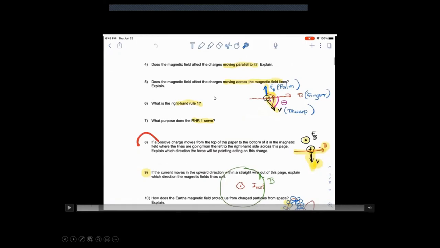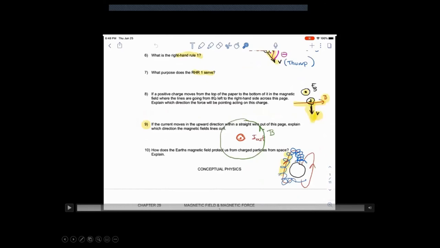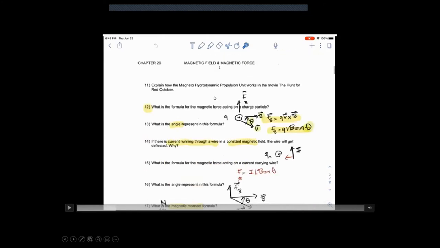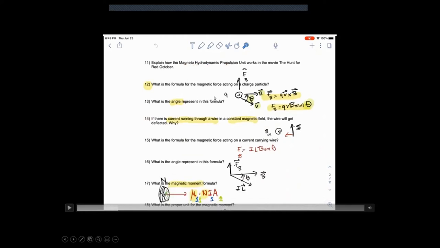All right, the direction of the force is determined by right-hand rule number one. The purpose that right-hand rule number one serves is obviously to figure out the direction of the magnetic deflection force. Number nine is something that we will get back to. Earth's magnetic field is going to protect us from charged particles. The charged particles going across the magnetic field are going to experience a force, 90 degrees to their motion, so they're going to get deflected around the magnetic field. So they will become captured by the magnetic field.